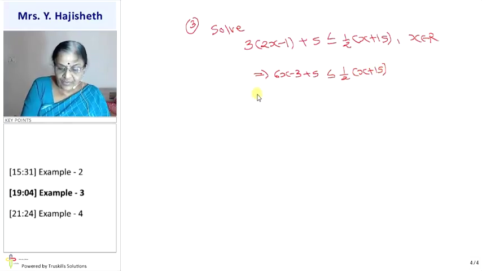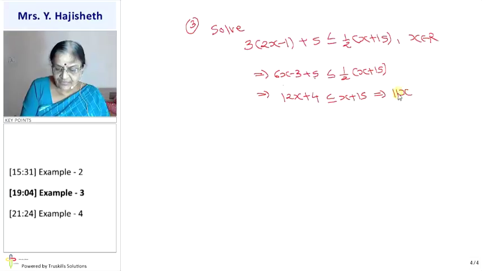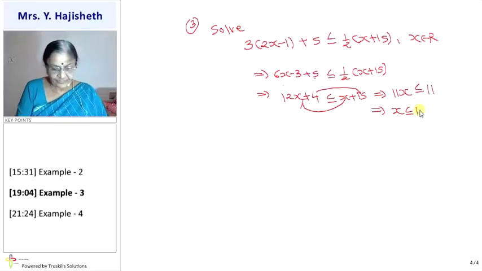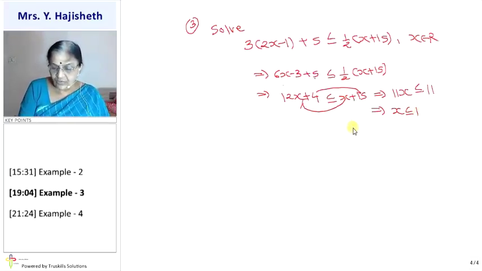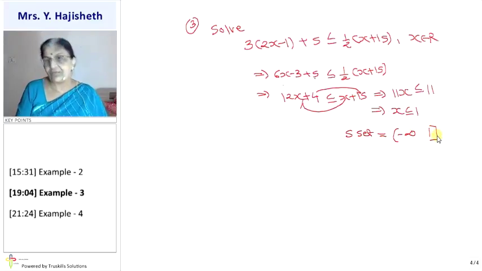These two, I multiplied both sides by 2. It is 6x plus 2 multiplied by 2. So 12x plus 4 less than or equal to x plus 15. So it implies my 11x, x will be taken this side, 4 will be taken this side, less than or equal to 11. So it implies x less than or equal to 1. Clear? So less than or equal to 1, matlab my solution set is on the left hand side of 1, minus infinity to 1 closed at 1.